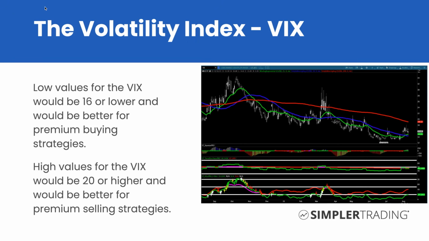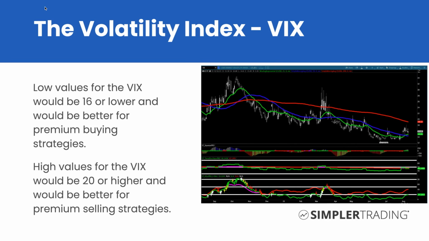Low values for the VIX would be something like 16 or lower, and would be better for premium buying strategies. So when the VIX is lower, below 16, the lower the better for this. The less advantage you give up when you buy premium. You will always give up some advantage when you're buying premium, but if you can buy premium when the VIX is low, that is usually the better way to do it.